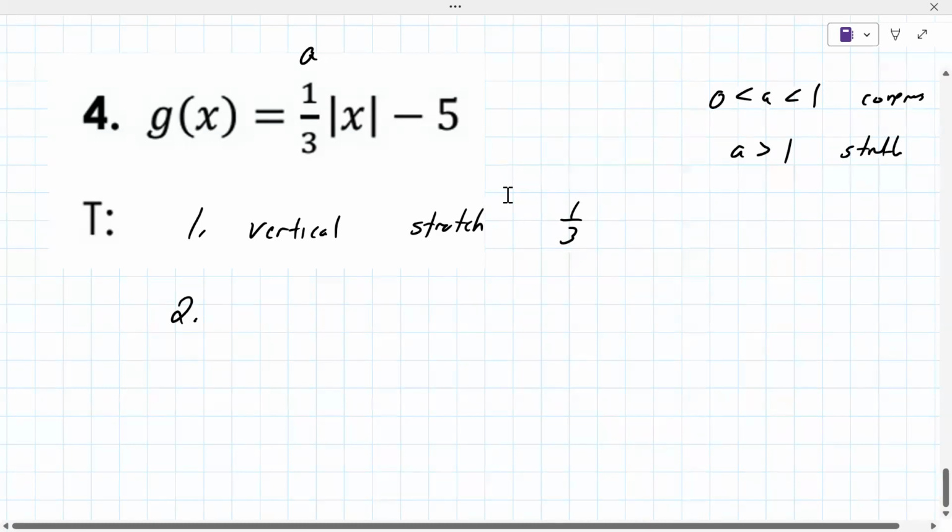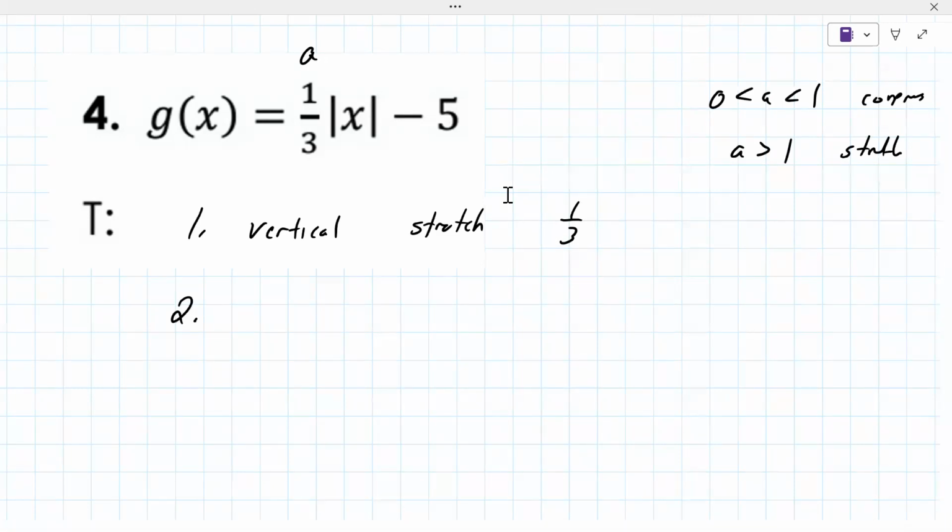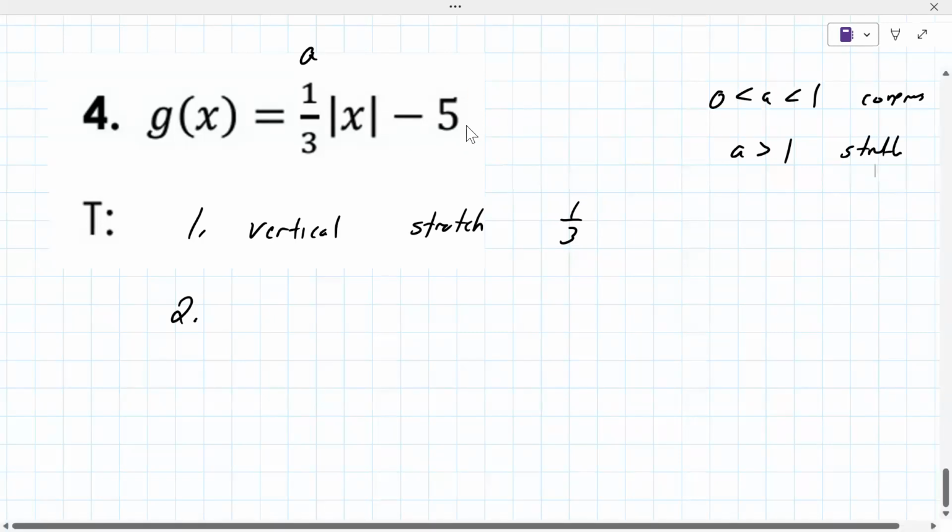Another thing she talked about is horizontal stretch, but she said that we won't be going over that. You won't see that for a while in this course. How about this horizontal, negative 5?